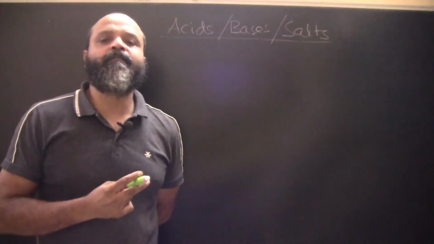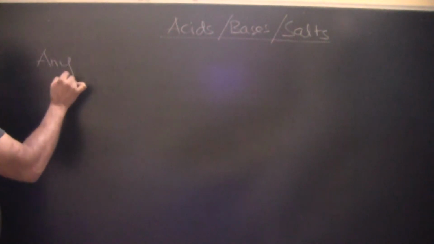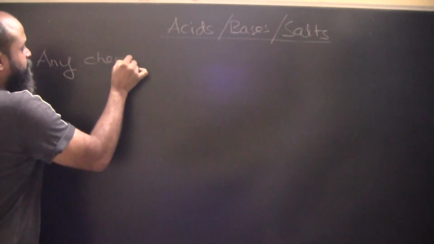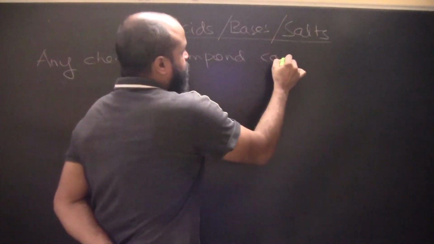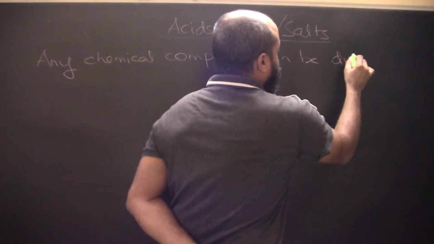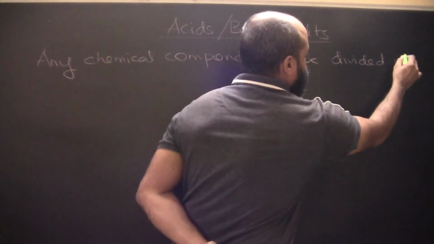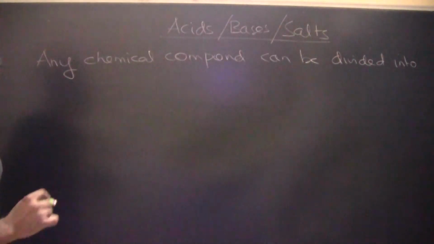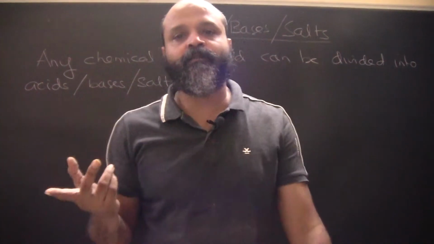Any kind of chemical compound can basically be divided into these three. Any chemical compound can be divided into acids, bases or salts. So any kind of chemical compound can be divided into either acids or bases or salts.